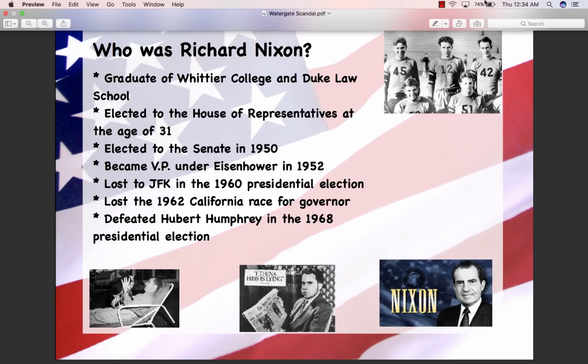He defeated Hubert Humphrey. That was a chaotic situation for the Democrats, with the Chicago Democratic Convention. I hope you watched that in the Vietnam video. But in 1968, you have the anti-war people, the pro-war Vietnam people, and Humphrey came out on top. But Nixon defeated Humphrey in 1968. Okay, so that gives you enough background on Nixon. A little bit longer than I wanted to.